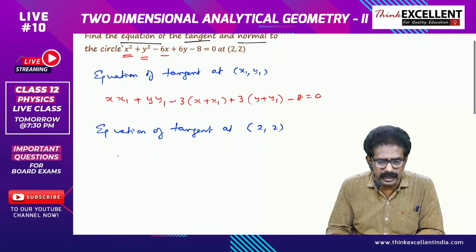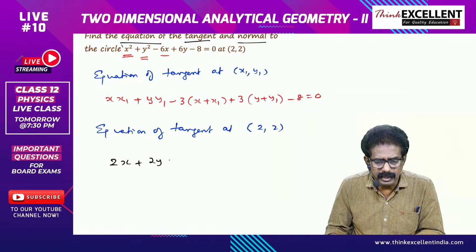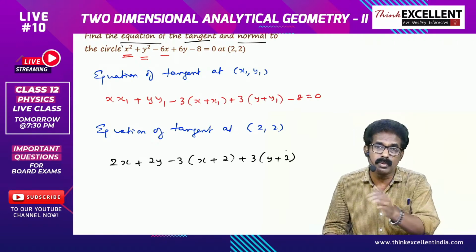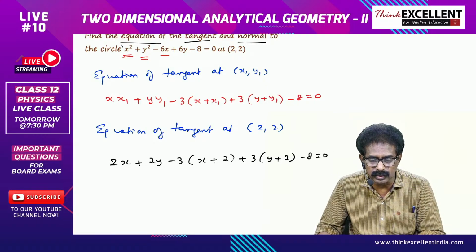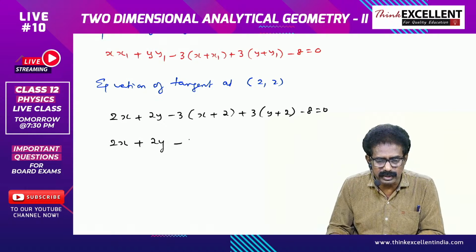x1 க்கு 2 கொடுத்தீங்கன்னா 2x, x into 2, 2x. y1 க்கு 2, y into 2, 2y. Minus 3 into x plus 2, x1 value 2, plus 3 into y plus 2. இந்த கொஸ்டின்ல x1 value 2 தான், y1 value 2 தான் இல்ல, minus 8 equals 0. நீங்க என்னோட ஃபாஸ்டா செய்திருப்பீங்க, ரைட்? கம்ப்ளீட் பண்ணி ஃபைனல் ஆன்சர் கண்டுபிடிங்க. 2x plus 2y minus 3 into x minus 3x minus 3 into 2 minus 6 plus 3y plus 3 2s are 6 minus 8 equal to 0. Minus 6 plus 6 get cancelled.